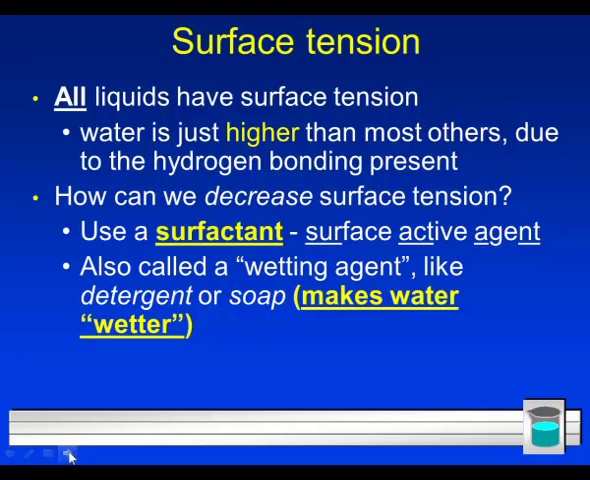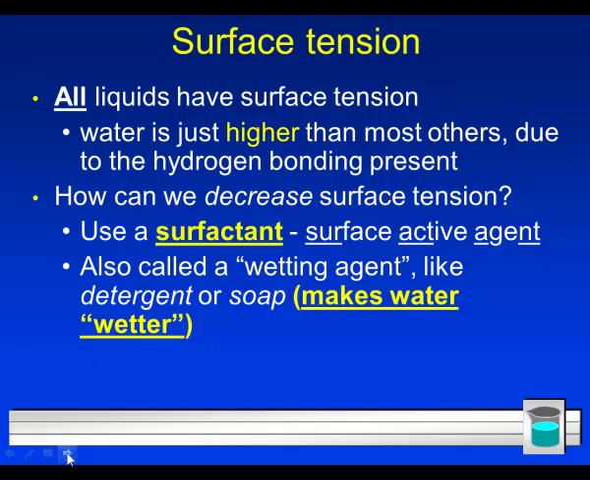Surfactants are surface active agents. It's a funny contraction of three words. And surfactants are things that can break the surface tension of a liquid. In other words, they can break some of the interactions between the molecules that are on the surface of a liquid, and it makes water spread out. It makes water wetter. It makes water less likely to stick to itself and more likely to stick to other things.